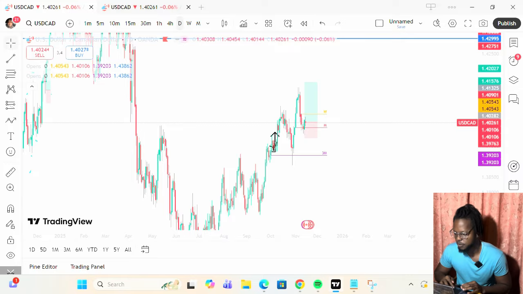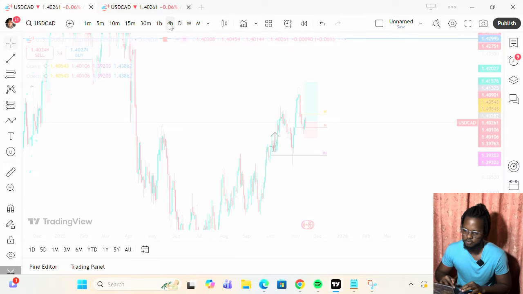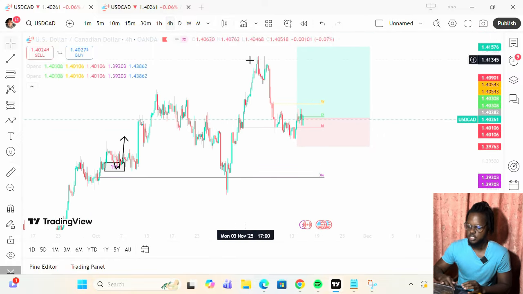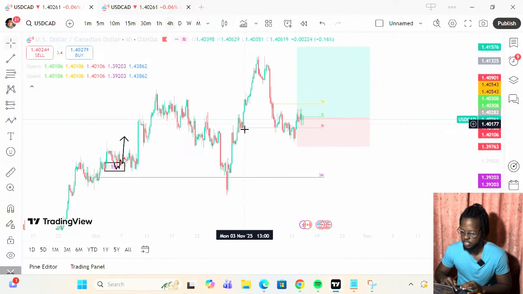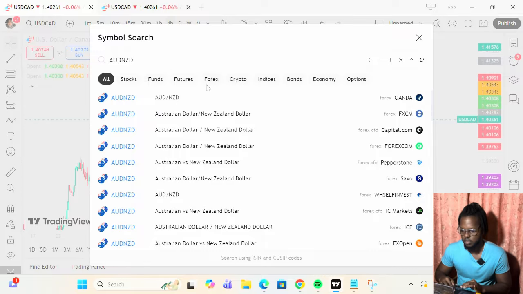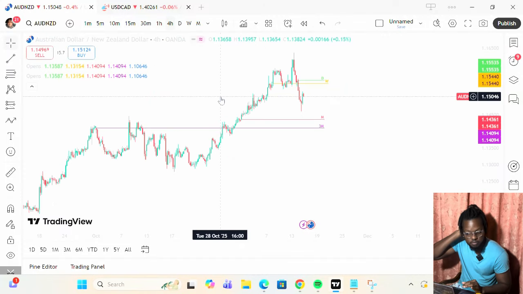We had a nice pullback, we took some liquidity, and we had a fractal break up, which means it looks good for some upside. So we took out this liquidity, we took out all these lows here, and yeah, that's the first trade I'm in. So let's go now to the Australian dollar pairs.